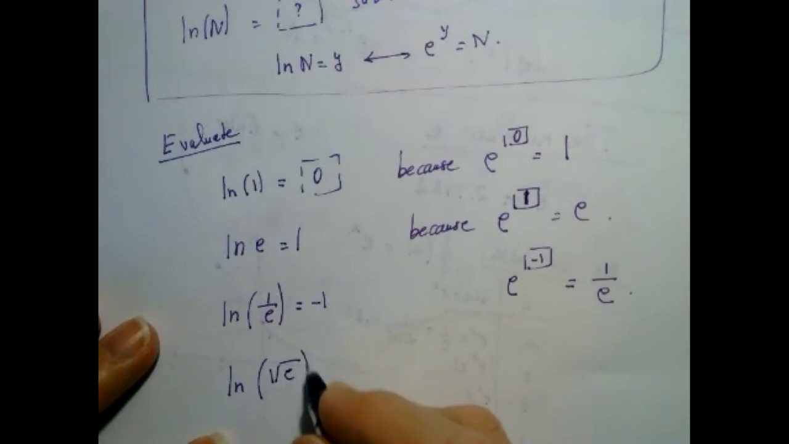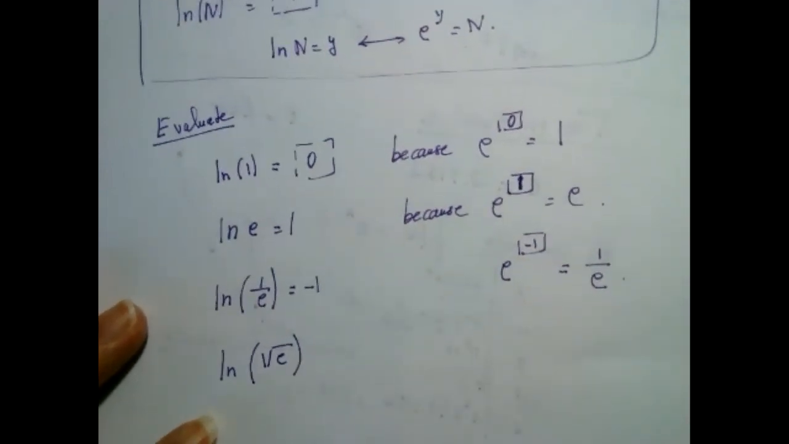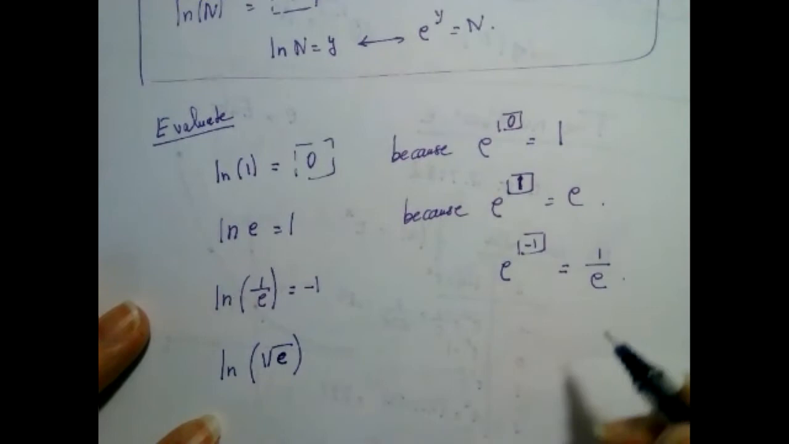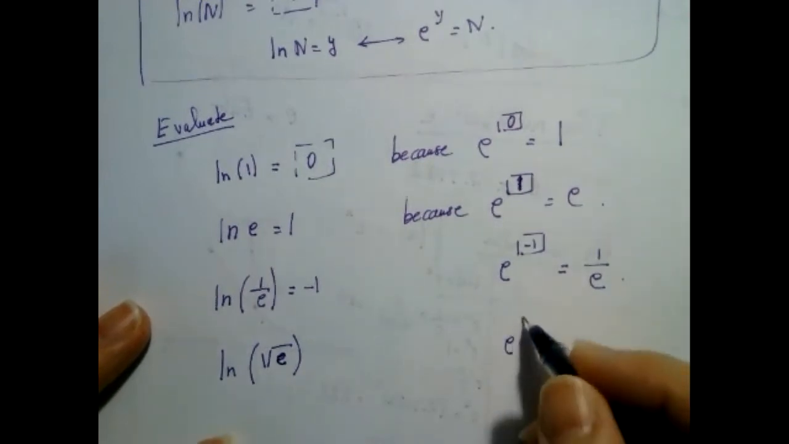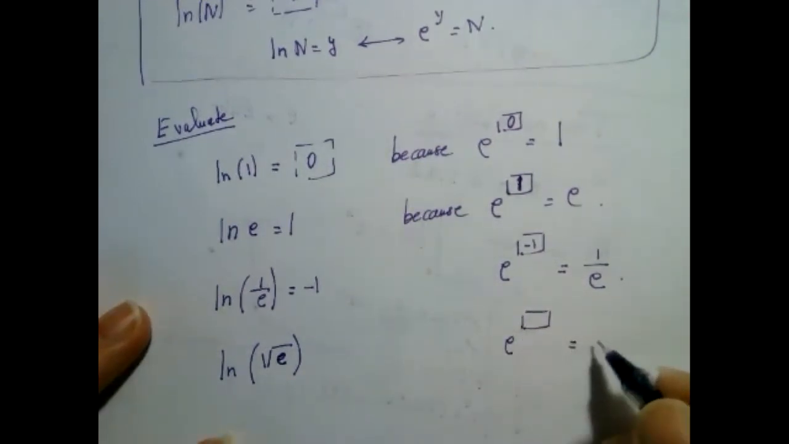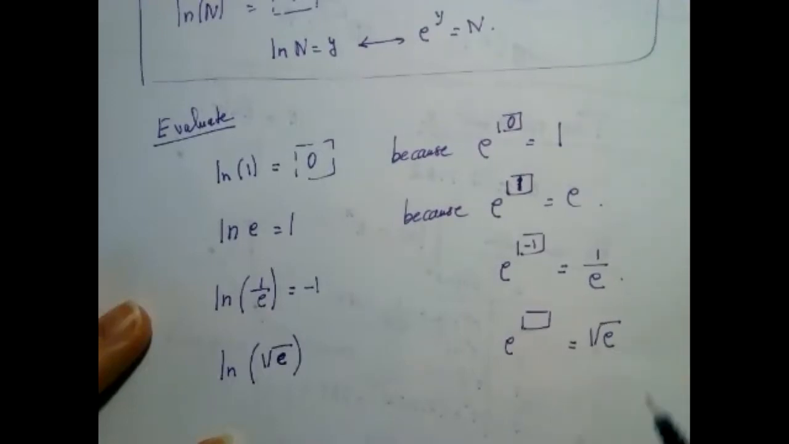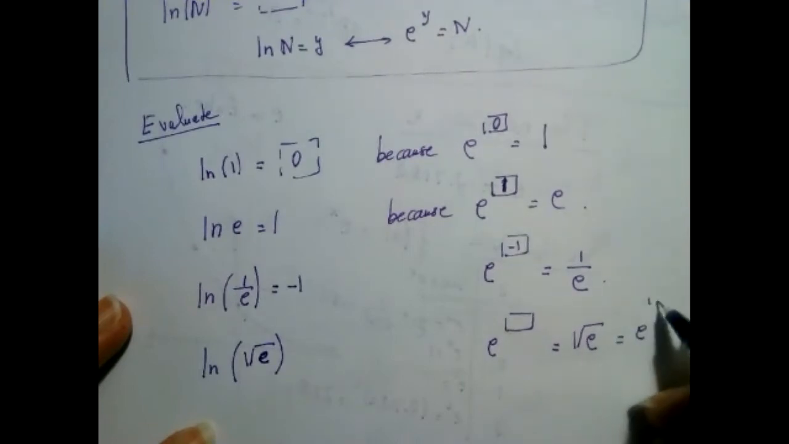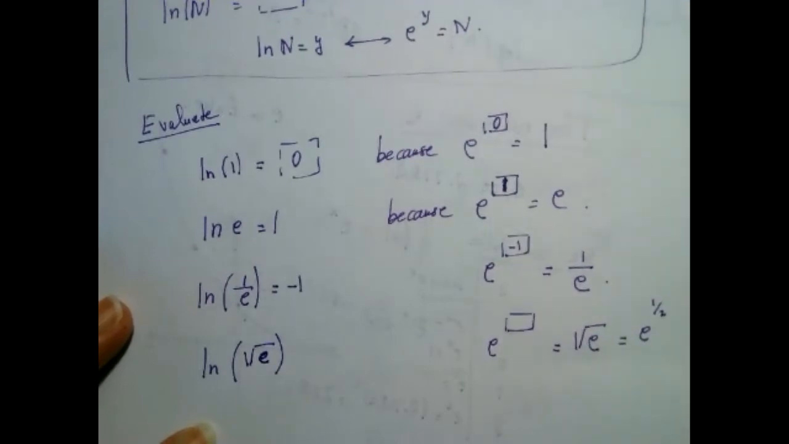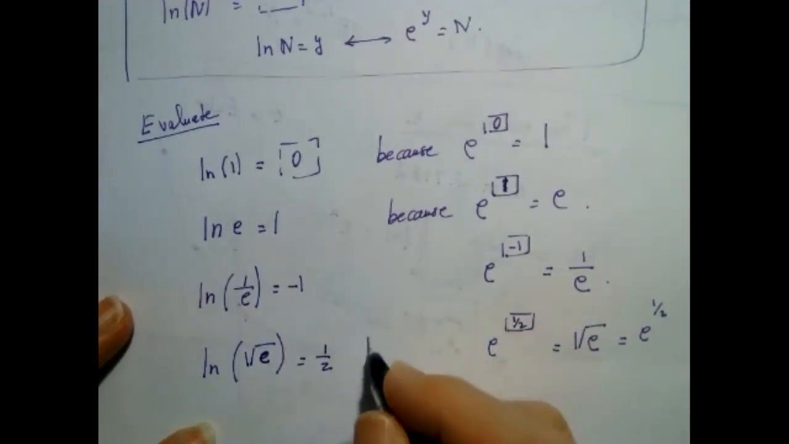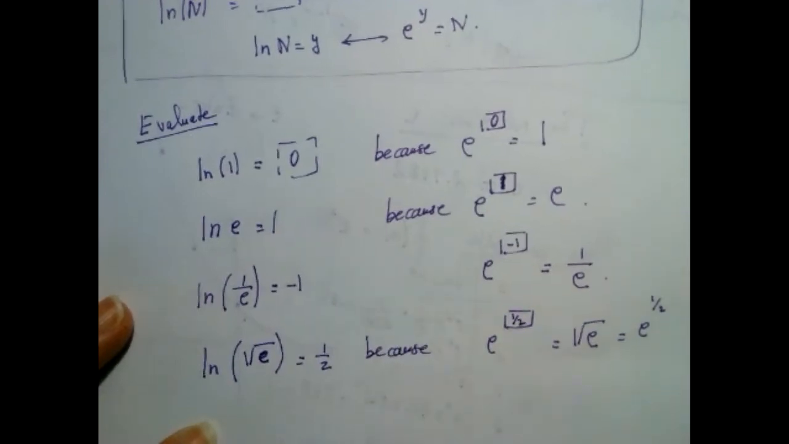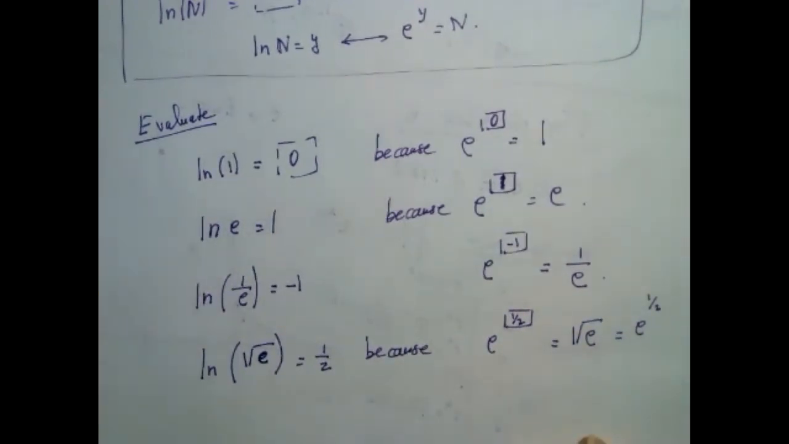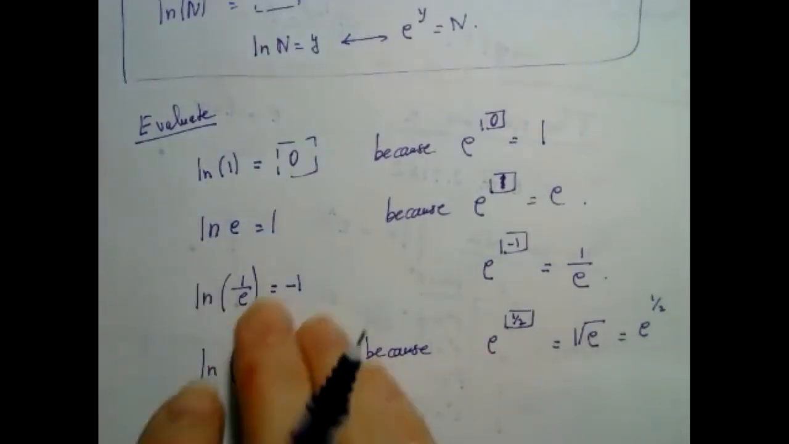What's the ln of the square root of e? Sorry, that's in e here. Okay, it means e to which power will give me the square root of e. If you remember, the square root of e is e to the power a half. So this is equal to a half, because e to the power a half gives me that. All right, so that's really the definition of the ln. It's the power of e that gives me the number back.